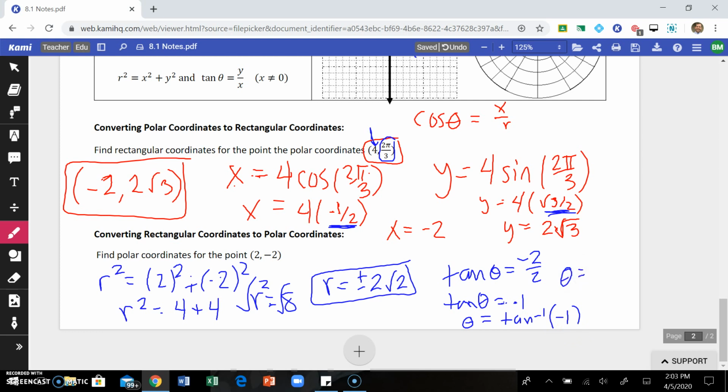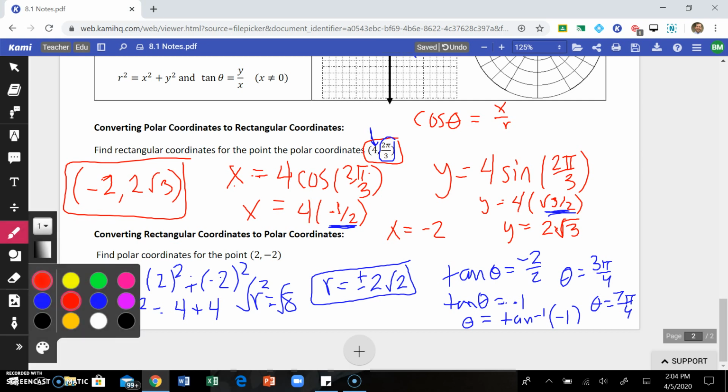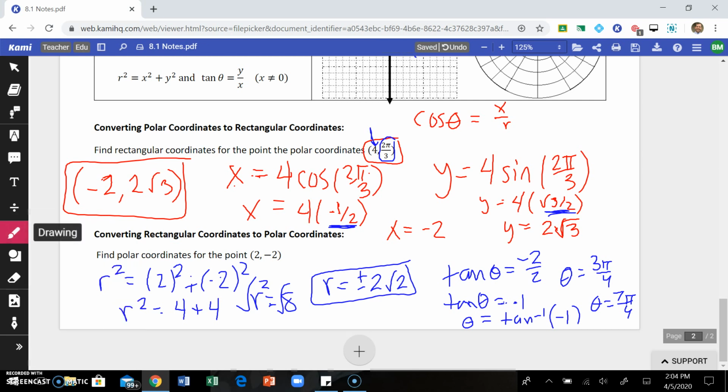So theta is, tangent is negative 1 at 3 pi over 4, and also at 7 pi over 4. Okay? So I have two thetas, and I have to match them up with the two r's that we got.